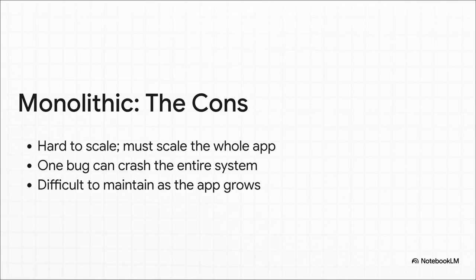But, and this is a big but, here's the catch: that initial simplicity can come with some serious headaches down the road. Let's say just one tiny feature of your app suddenly gets a ton of traffic. With a monolith, you can't just scale up that one part. No, you have to scale the entire application. It's all or nothing. And what's worse, a single bug in some non-critical feature can bring the whole system crashing down. It's a single point of failure.